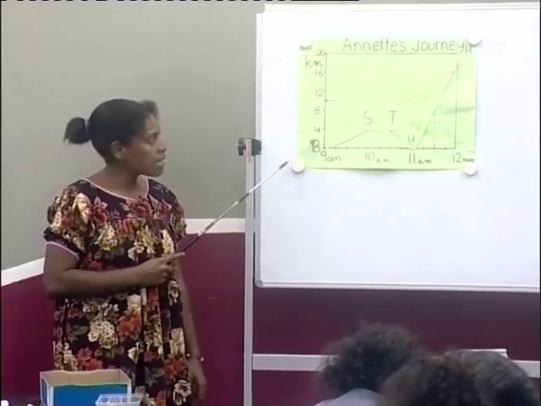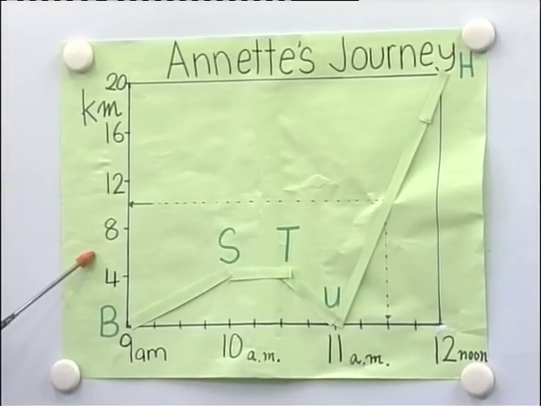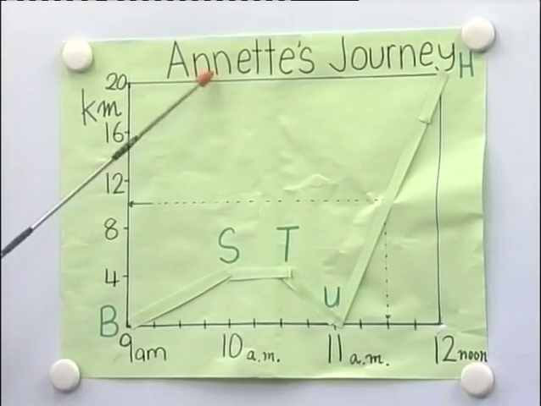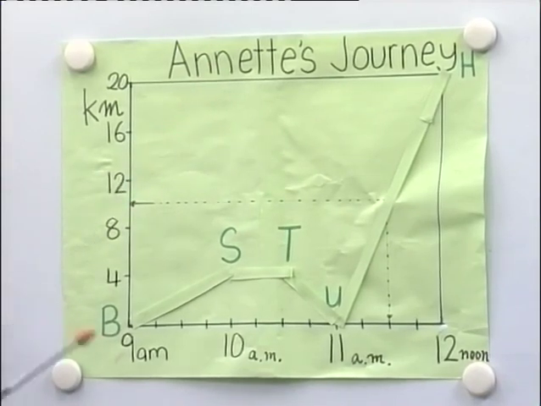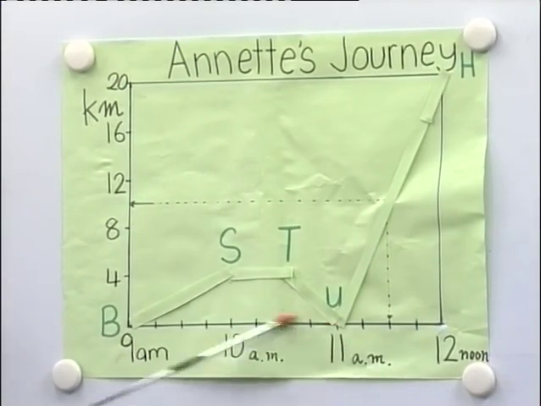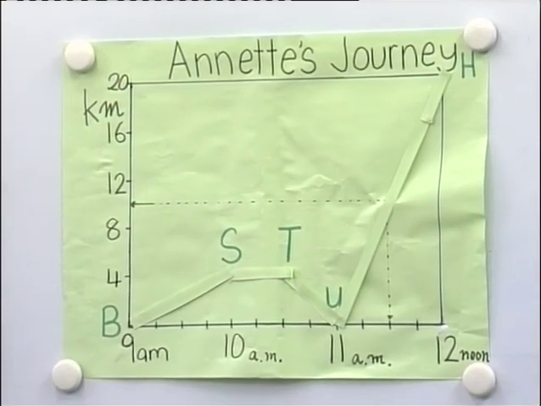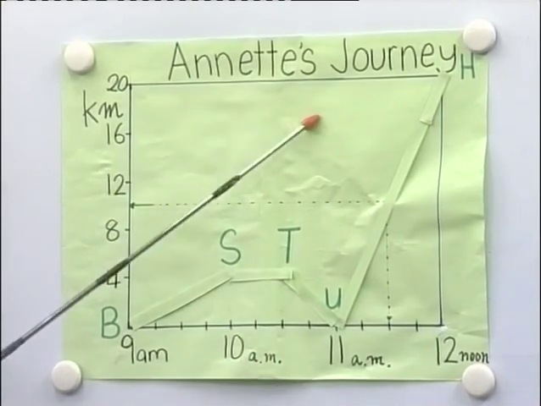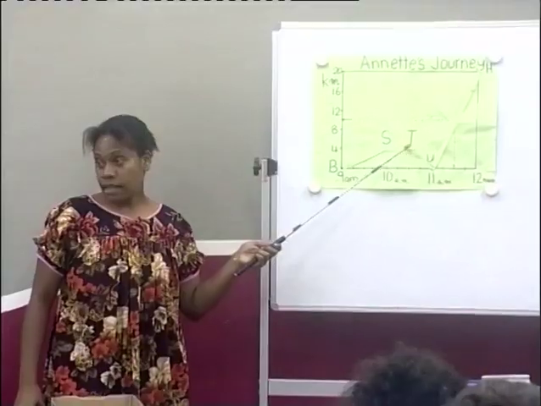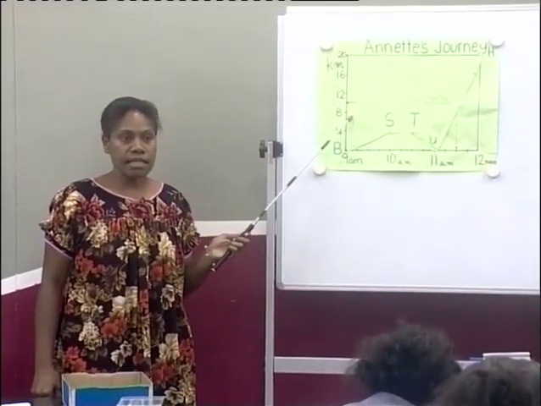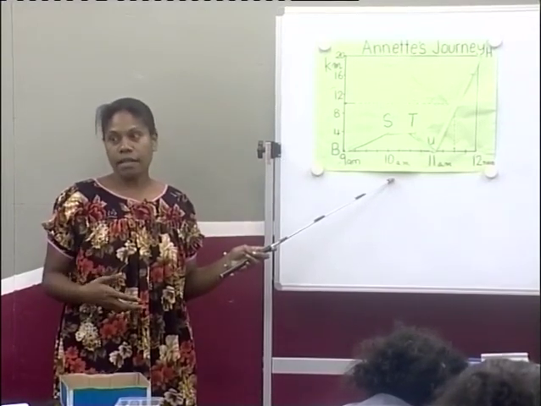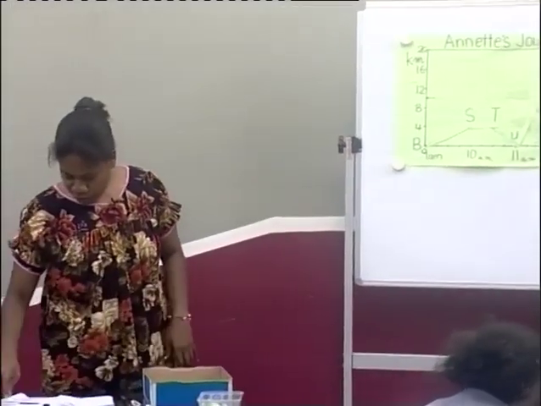Now on the vertical axis, what does it show? It shows kilometers, or distance, of this person's journey, Annette's journey. What do we have on the horizontal axis? Time. The horizontal axis shows us the time. So Annette's journey is shown on a time graph. It shows the distance of her travel and also the time which she traveled. Now I'm going to tell you a story about Annette's journey. I'd like everyone to listen very carefully.